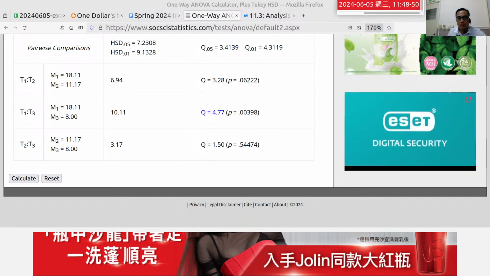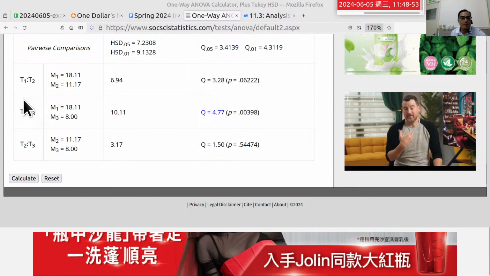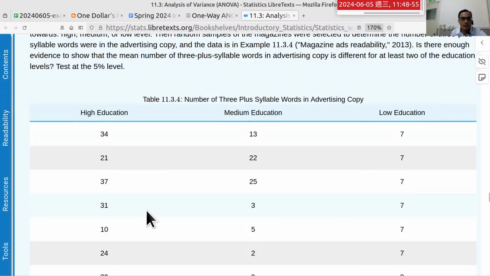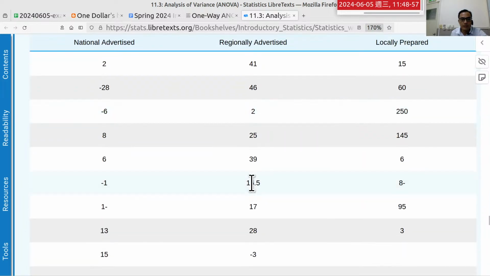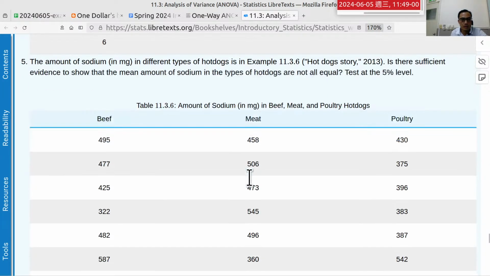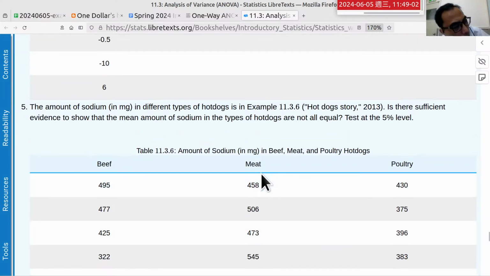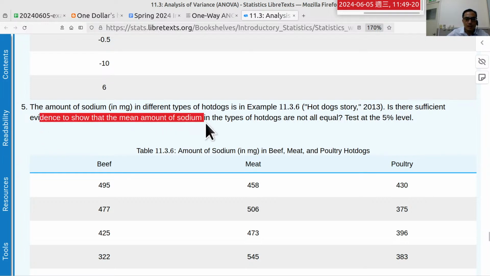Okay, let's run the last information, last data. Let me find an easier one. Okay, I like this one. Okay, the amount of sodium in milligrams in different types of hot dog, for example. Okay, is there sufficient evidence to show that the mean amounts of sodium in types of hot dog are not all equal? Test at a 5% level.